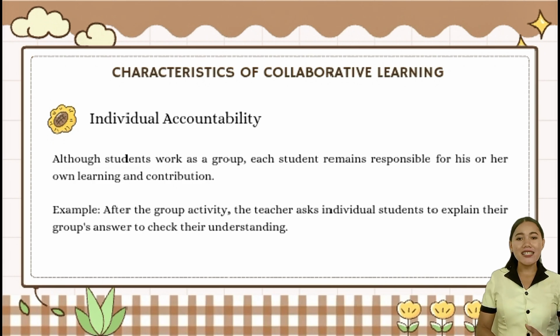That is because collaborative learning should not become a situation where one student does all the work while everyone receives the same credit. Individual accountability ensures that each student is expected to understand the lesson and contribute to the group. So collaborative learning involves both group responsibility and individual responsibility.